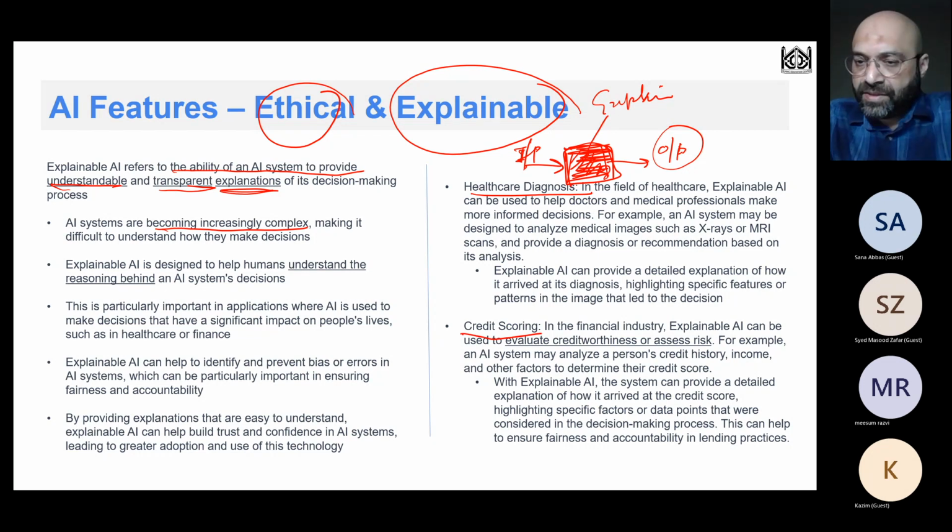So in the financial industry, explainable AI can be used to evaluate credit worthiness or assess risk. Let's say if I am new to this country, what is my credit worthiness? It may be close to zero, because I have a zero credit score in this country. So I will have to build that score, and there's a whole process for that.